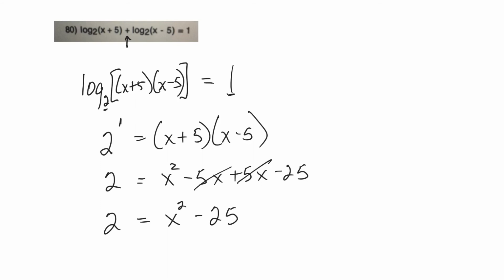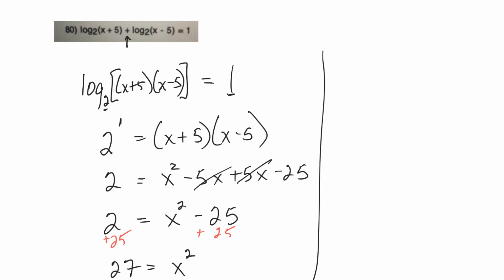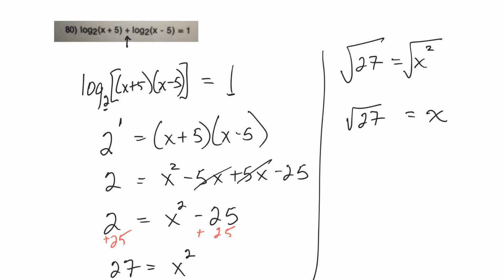Since there's just an x squared here, I'm going to add 25 to both sides. There's no x term, so I can solve this using the square root principle. So this will be 27. I'm just going to carry on over here. So I've got 27 is equal to x squared, and I'll take the square root of both sides. So this will be the square root of 27 is equal to x. Oh, I forgot, when I use this principle, I've got to make sure I put a plus or minus there.